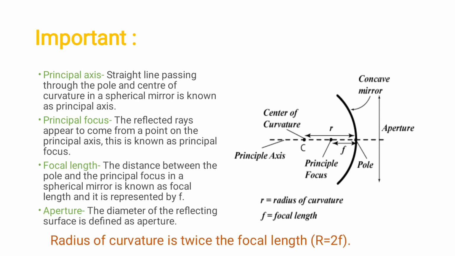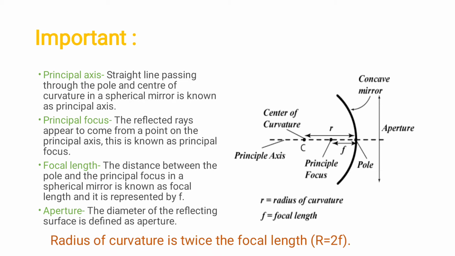Then comes the principal axis. The principal axis is the straight line passing through the pole and the center of curvature in a spherical mirror. This is the principal axis. Then comes the principal focus. The reflected rays appear to come from a point on the principal axis, which is known as the principal focus.